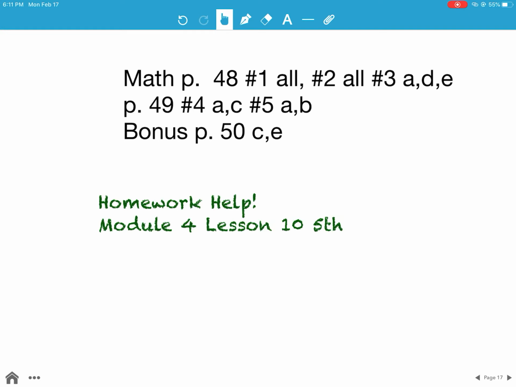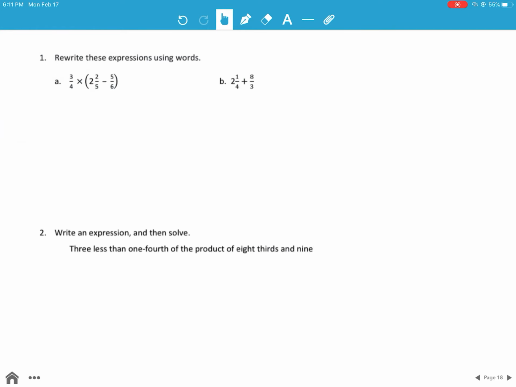All right, this is Homework Help, Module 4, Lesson 10 for 5th grade. We're going to rewrite these expressions using words.